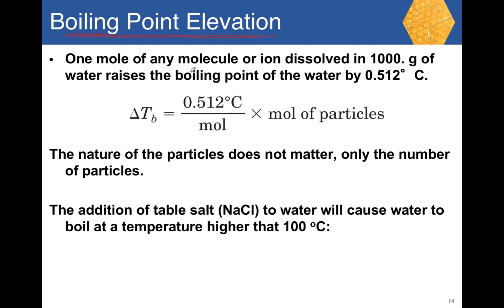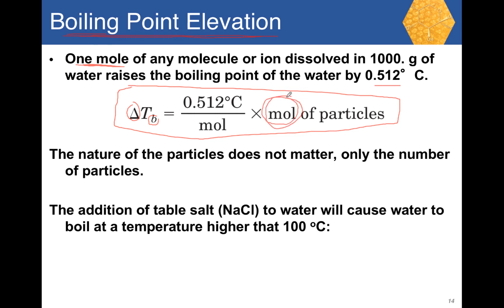So here it is. You mix any 1 mole, it will raise the temperature by 0.512, and here it is. So delta again is the change. T_b here is for boiling. Here's the equation of importance. Notice again, moles of particles. So remember, the colligative properties depend only on the number of particles in solution. Number of particles. So we'll have to determine the number of particles.